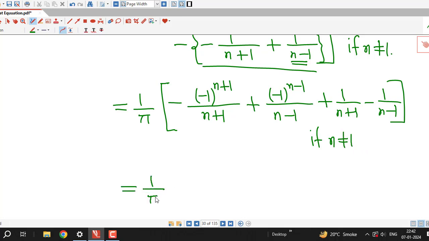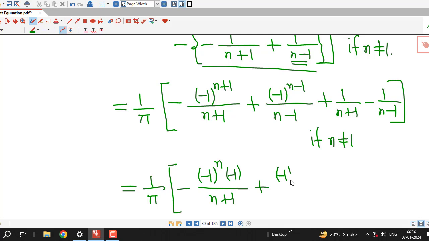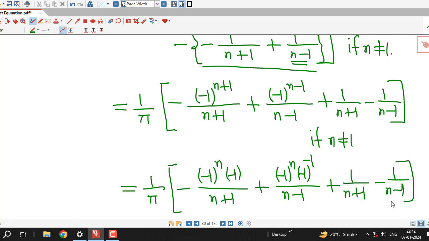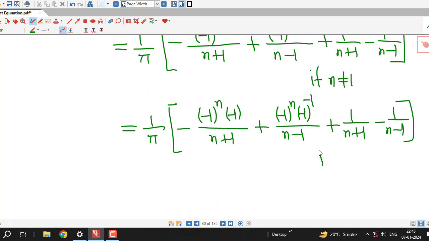Now we try to rewrite all these things. We can rewrite minus 1 raised to n plus 1 as minus 1 raised to n times minus 1, divided by n plus 1. Same thing here, minus 1 raised to n times minus 1 raised to minus 1, divided by n minus 1, plus 1 over n plus 1 minus 1 over n minus 1. Again this is valid if n is not equal to 1.